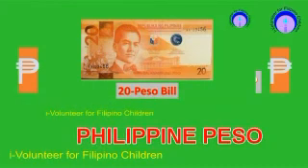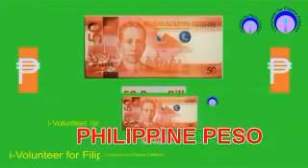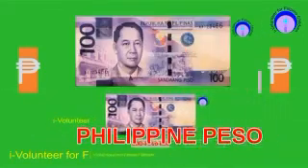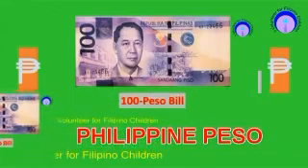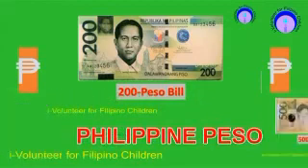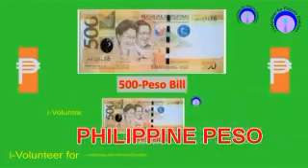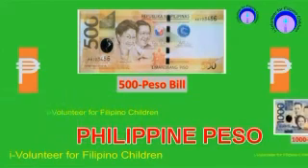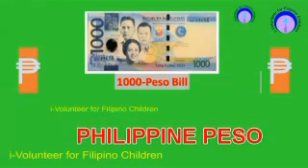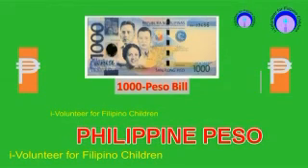20 peso bills, 50 peso bills, 100 peso bills, 200 peso bills, 500 peso bills, and lastly, 1,000 peso bills. The money is used to purchase goods and services, but remember, money cannot buy everything.